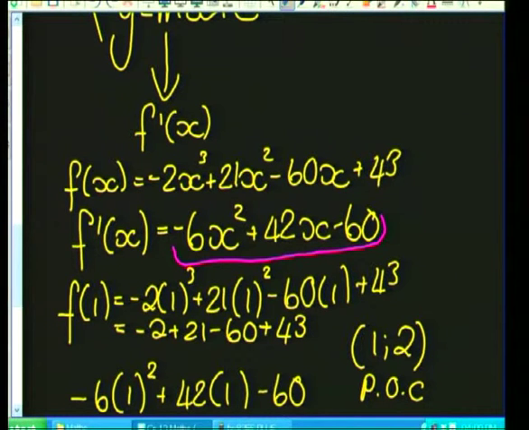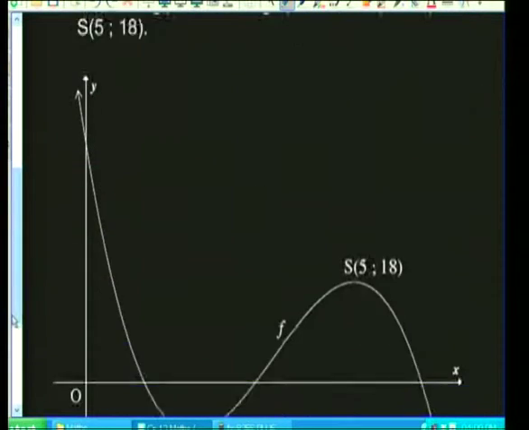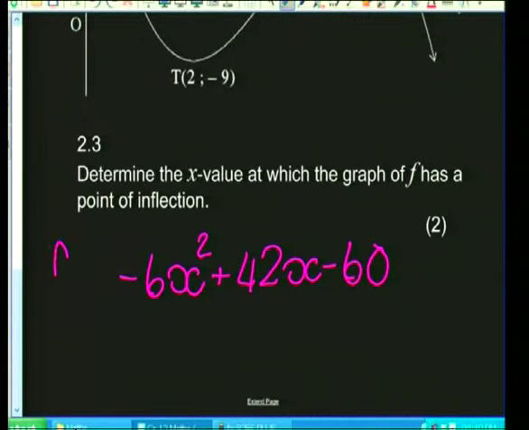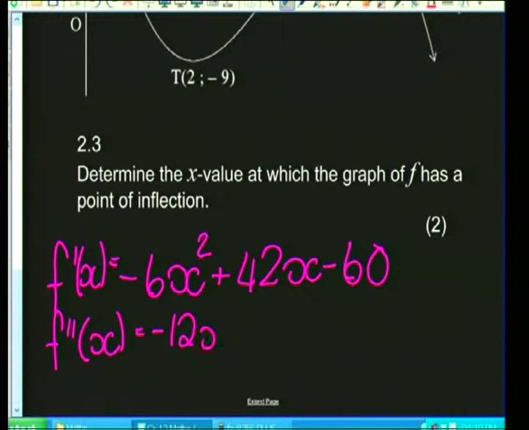So negative x squared plus 42x minus 60. That was my first derivative. So therefore my second derivative is going to be negative 12x plus 42.